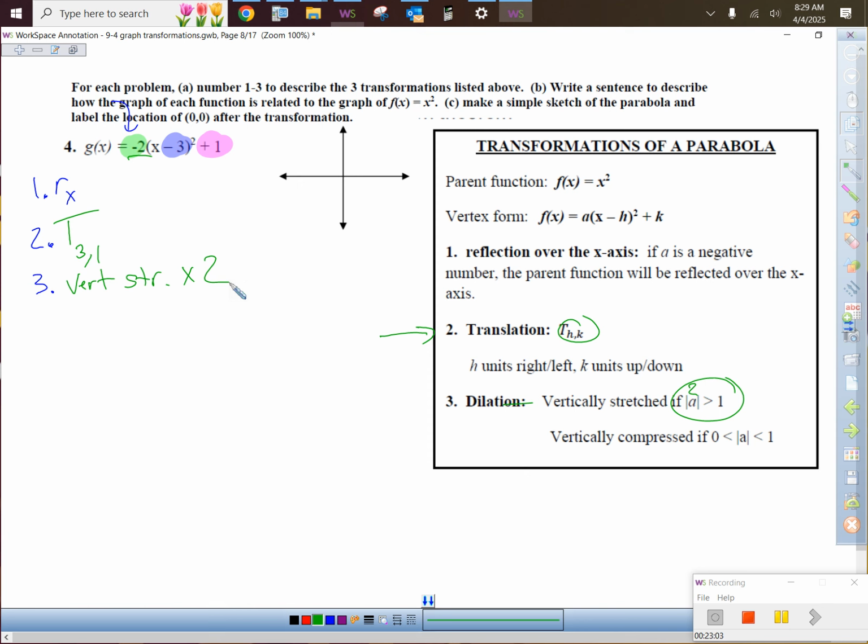Tell your neighbor what that means. Did it get fatter or skinnier? Use your hands if you need to. It got vertically stretched. What do you think? Fatter or skinnier? Skinnier. So let's do it. Talk to me out loud. How should this parabola open? Up or down? Down. Move the vertex. 3 units right. 1 unit up.